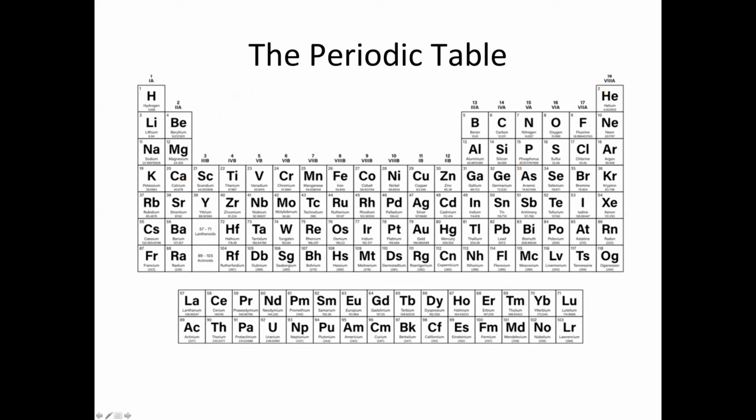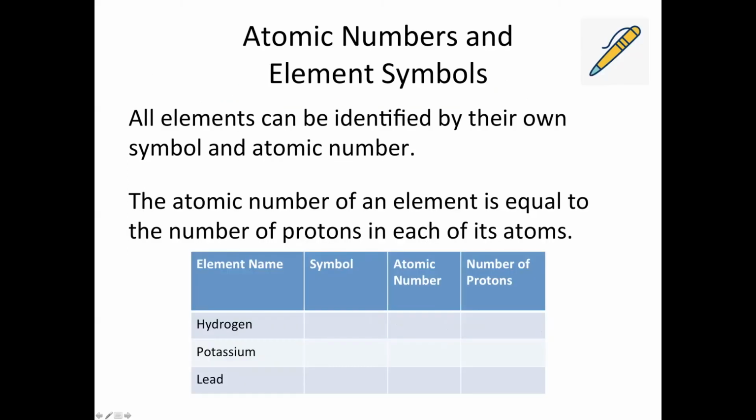If we flip to the next slide. Okay, so this summarises what we talked about in the last slide. All elements can be identified by their symbol and their atomic number. And this bit of information here is useful when it comes to the structure of the atom. The atomic number of an element is equal to the number of protons in its atoms. So if an element has atomic number 15, then it's got 15 protons in its atoms. If it's got atomic number 22, then it'll have 22 protons.